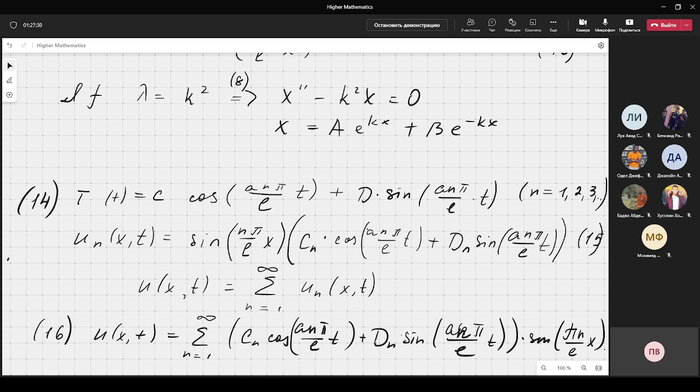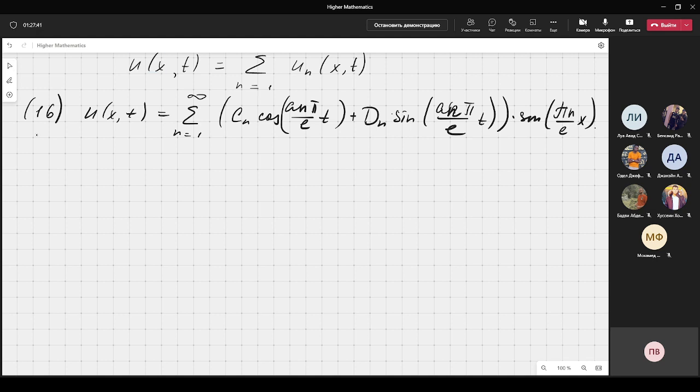Substituting into 16 t is 0, we get the condition for f of x equals the sum over n from 1 to infinity of c_n times sine of pi n over L times x. Formula 17.